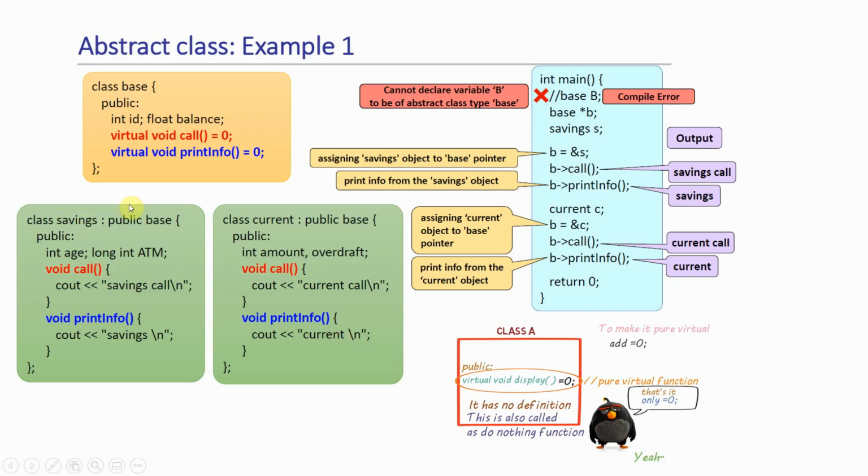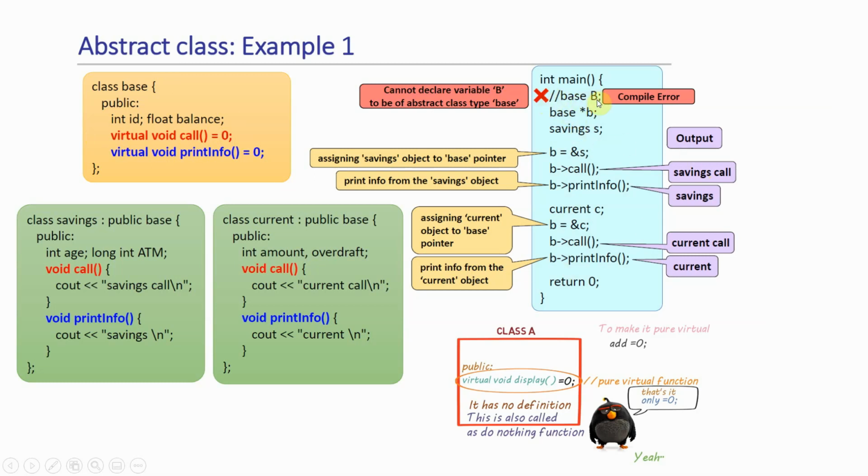Okay, and this class Savings, it inherits ID and balance, and you might have more member variables or other member functions. Not all of the functions have to be purely virtual. If you have only one purely virtual function, that class is going to be an abstract class. Okay, so now let's look at this one.